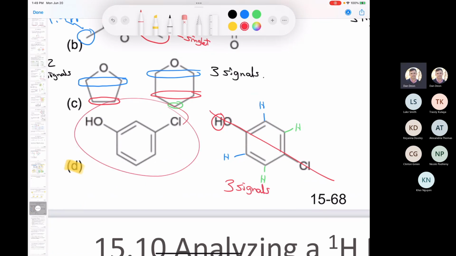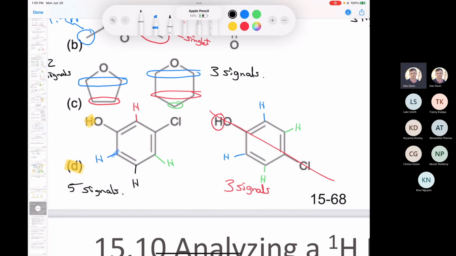Whereas for this compound, there's no plane of symmetry whatsoever. This proton is unique. This proton is unique. This is unique. This is unique. And this is unique. Where's my green pen? There we go. So for this one, we have a total of 1, 2, 3, 4, 5 signals. So compound on the left, 5 signals. Compound on the right, 3 signals. And that's how we would differentiate between the two.